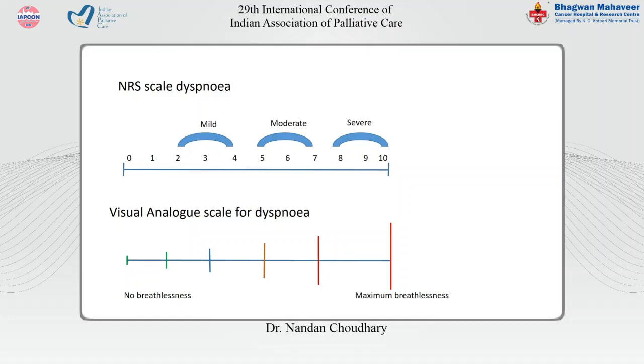The below scale is the visual analog scale. I have modified this scale a little bit. The leftmost bar you see, the very small bar, means the patient is having no breathlessness, and you can see that the bar size increases as you go to the right side. So the patient can choose the bar according to their breathlessness. If the patient chooses the rightmost bar, it means the patient is having severe, maximum breathlessness.